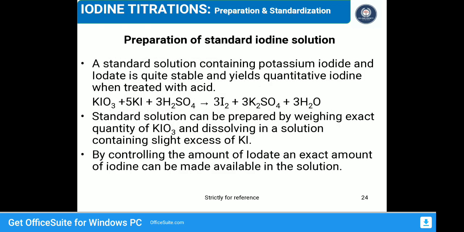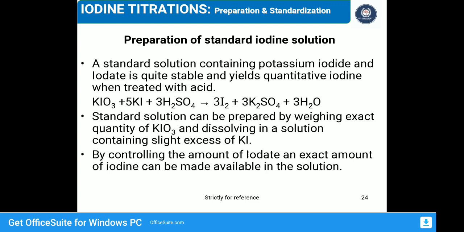Now, preparation and standardization of iodine solution. A standard solution containing potassium iodide and iodate is quite stable and yields quantitative iodine when treated with acid. The potassium iodate, when it interacts with a strong acid, that is sulfuric acid, in the presence of potassium iodide, forms potassium sulfate, with water molecules and iodine molecules.